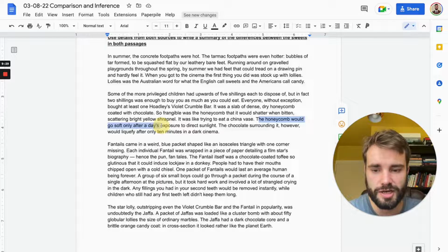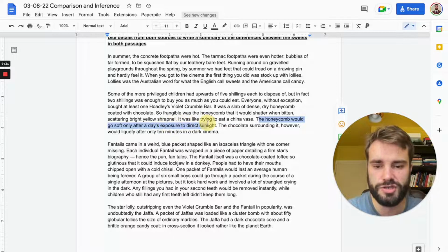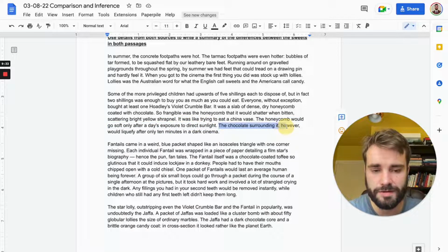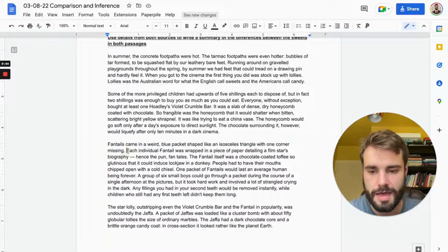The honeycomb would go soft only after a day's exposure to direct sunlight. The chocolate surrounding it, however, would liquefy after only 10 minutes in a dark cinema. Fantails, that's another kind of sweet, came in a weird blue packet shaped like an isosceles triangle with one corner missing. Each individual fantail was wrapped in a piece of paper detailing a film star's biography, hence the pun fantails.